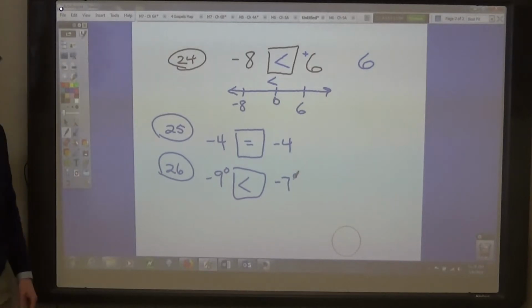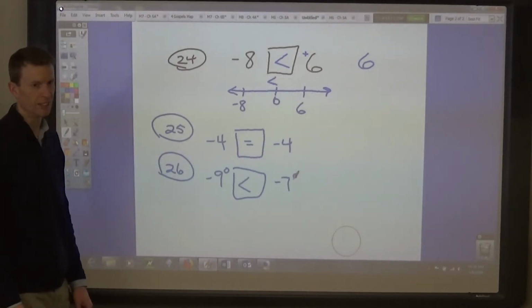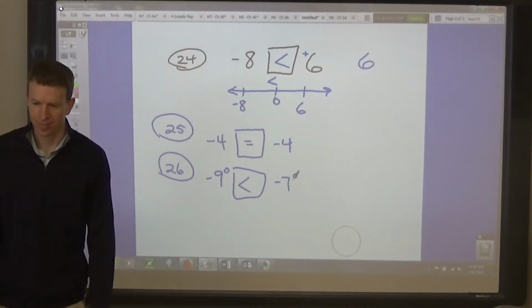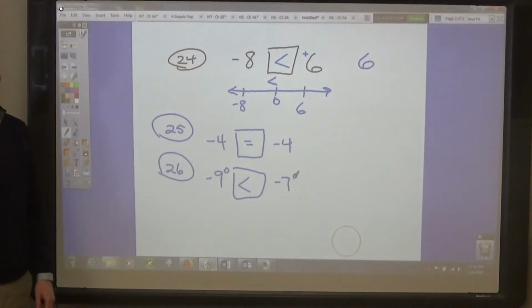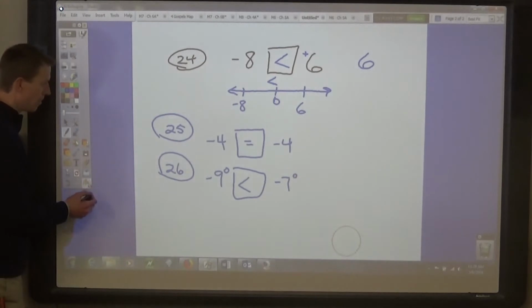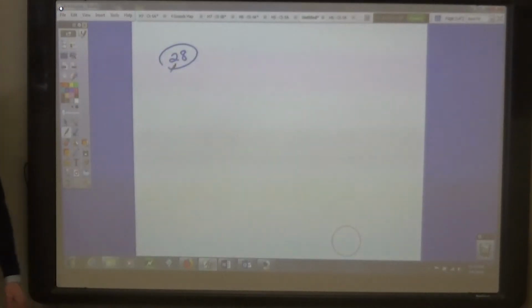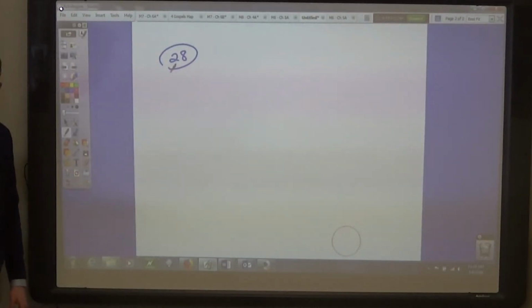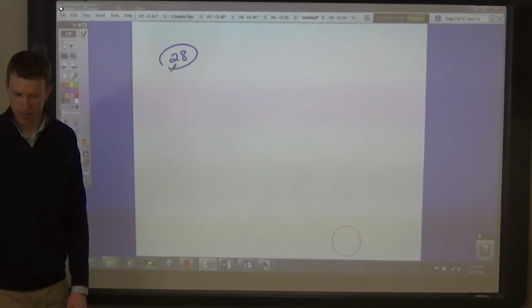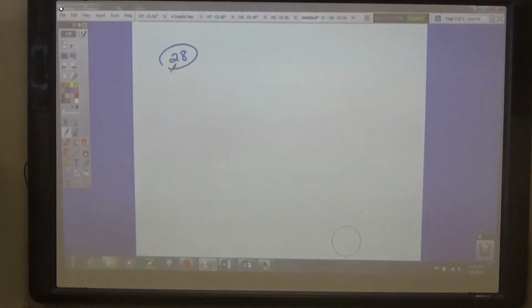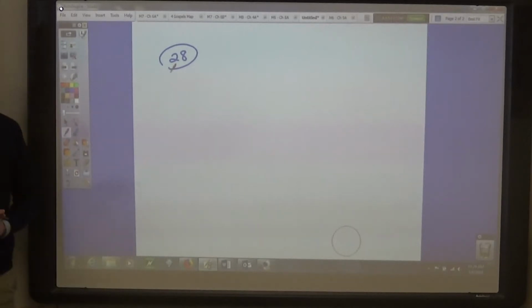27. That one's pretty easy. 0 and 10. Jack? 0 is less than 10. Number 28. -17 and -18. Correct. -17 is greater than -18. Number 29.